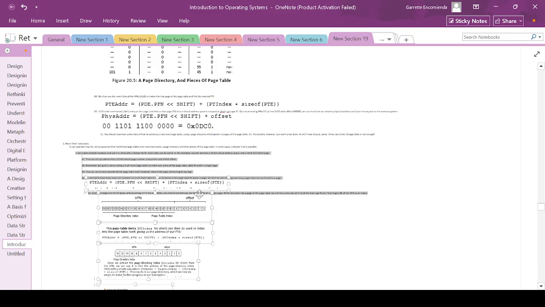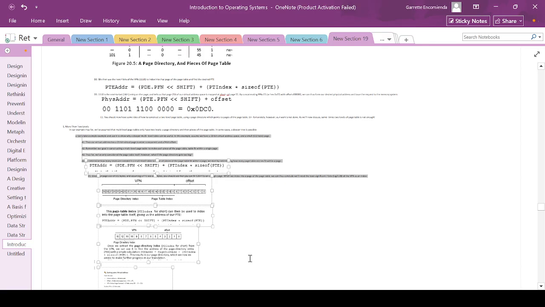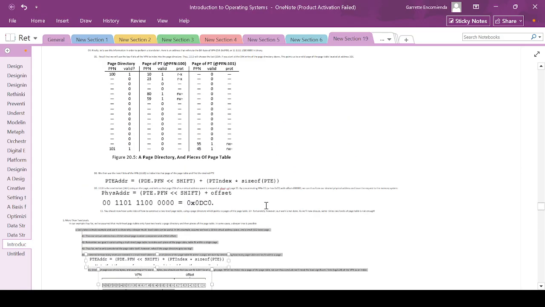Let's take a simple example and use it to show why a deeper multi-level table can be useful. In this example, assume we have a 30-bit virtual address space and a small 512-byte page. So now we have a 30-bit virtual address instead of a 16-bit virtual address, and a small 512-byte page instead of 64. I think we had 64 bytes earlier.